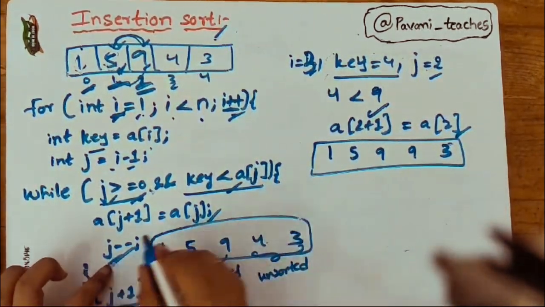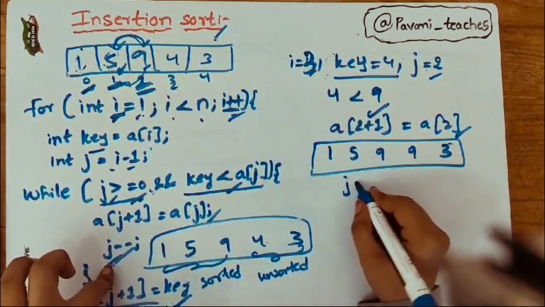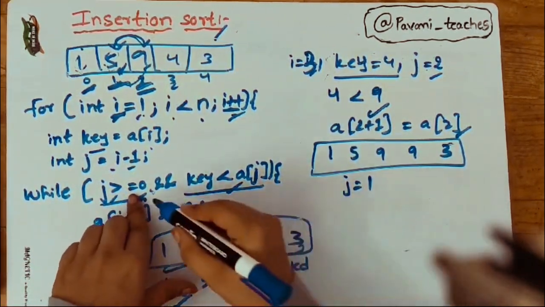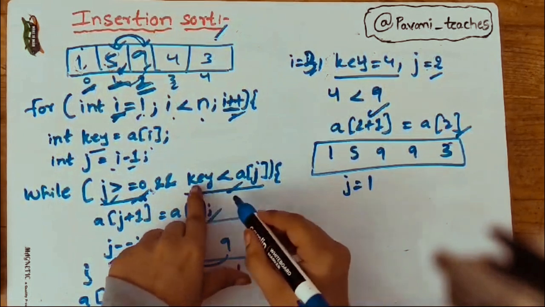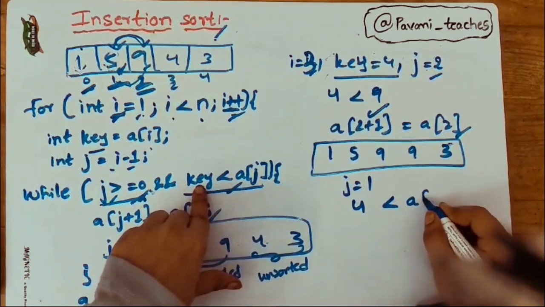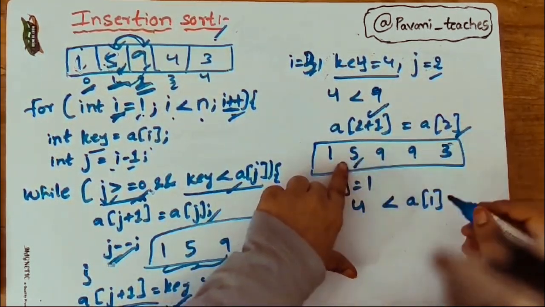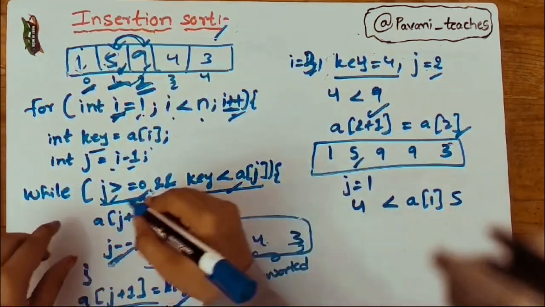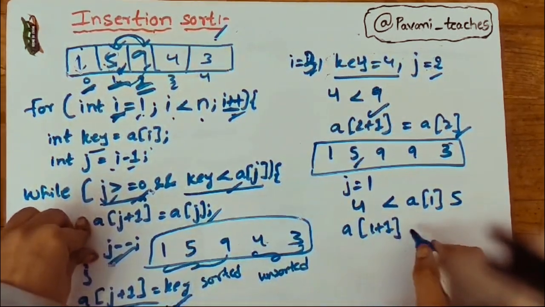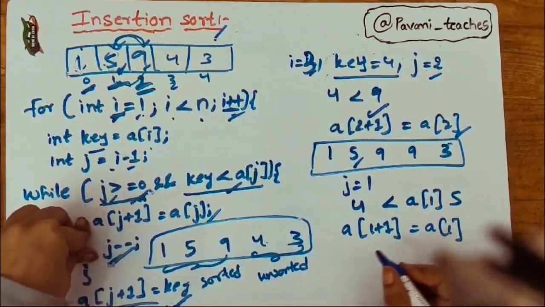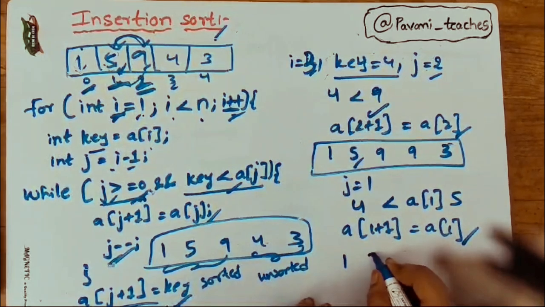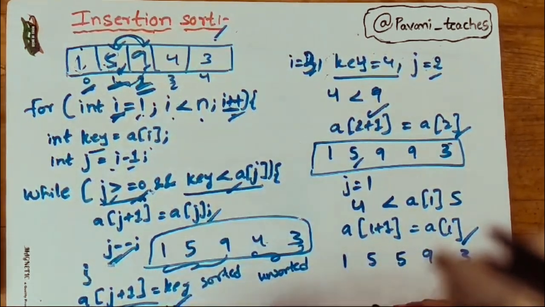After this, we have to decrement the j value. Now j will become 1. Okay. Again it will check this condition, that is, j is greater than 0. This is true. And again it will check this condition, that is, if 4 is less than a of 1. Here a of 1 is 5. Yes, it is less than 5. So it will go inside the loop and perform these two operations, that is, a of 1 plus 1 is equal to a of 1. Okay. After performing this operation, the new array will be like 1, 5, 5, 3. Okay. This is the array.